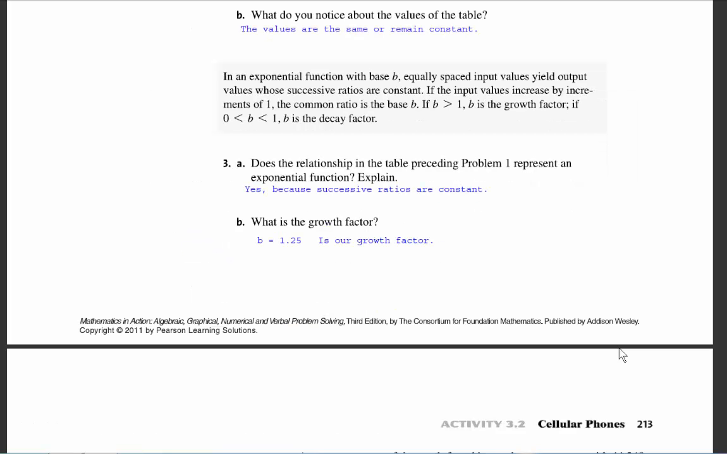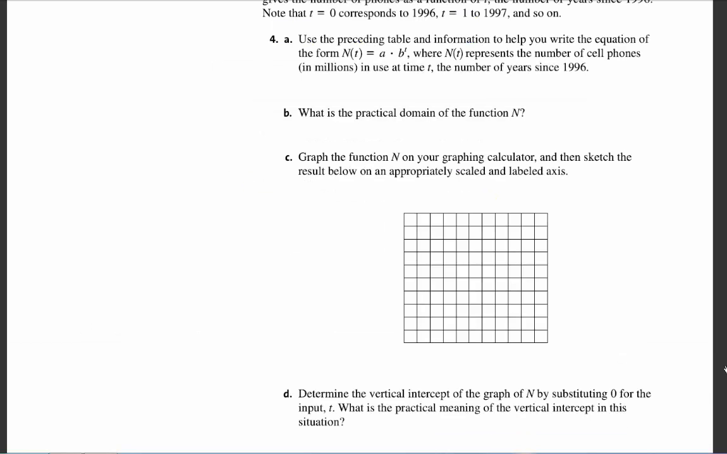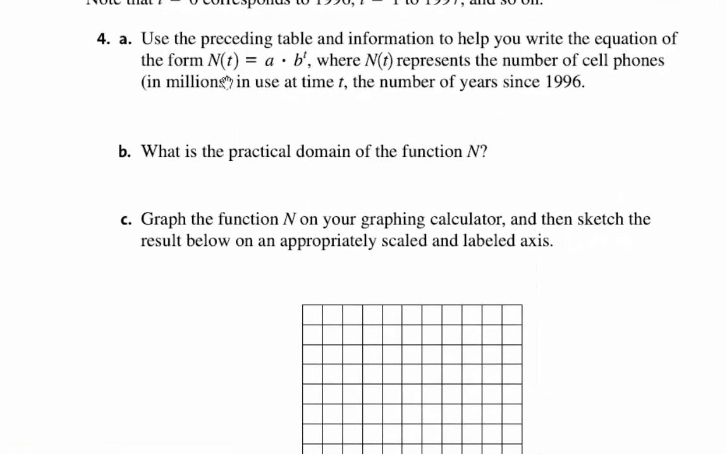So let's scroll down to question number 4. Question 4 asks us to use the information from the table to write an equation in the form N of t equals a times b to the t, where N of t represents the number of cell phones and t represents the time. Before I do that, I just want to refresh our memory as to what the equation of a linear function looks like and what the equation of an exponential function looks like.